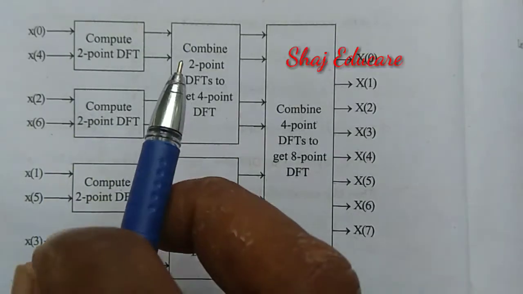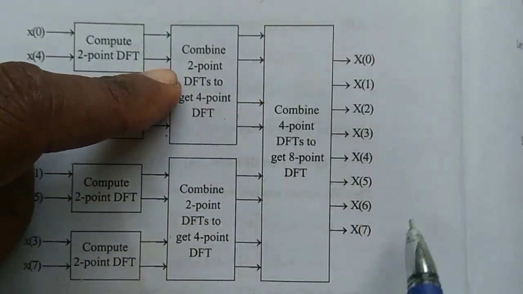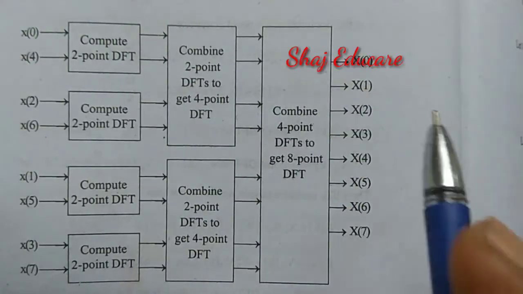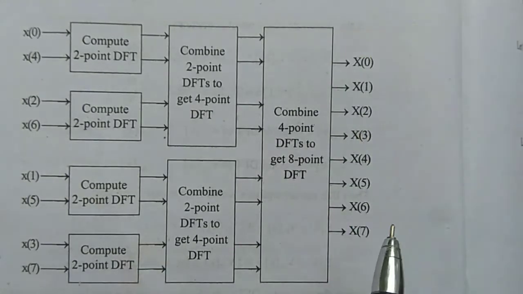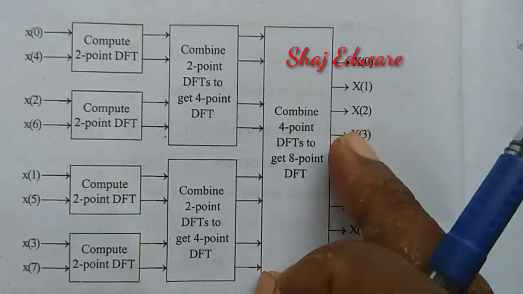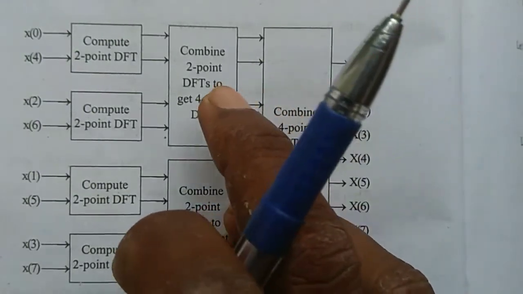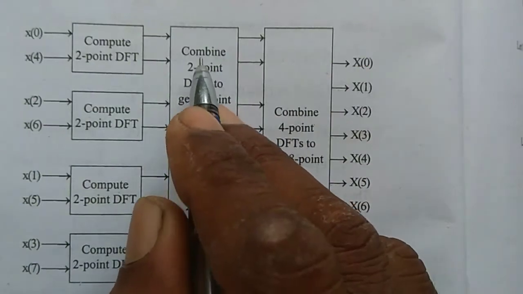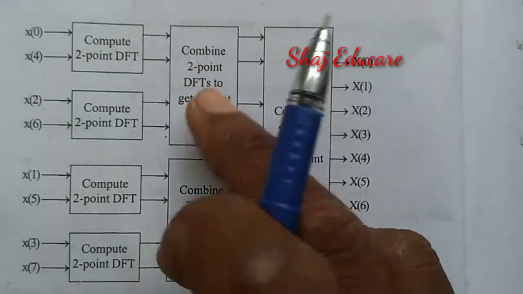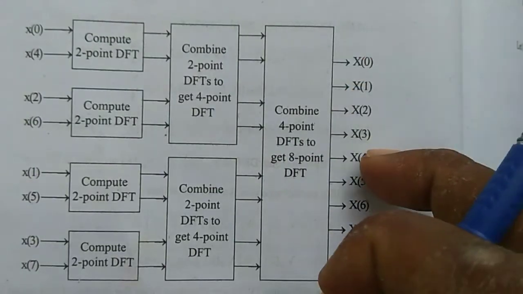Just take a look at this block diagram. Here we are going to find out the 8-point DFT. Then we will get 8 answers: x0, x1, x2, x3, x4 up to x7. That is the 8-point DFT. In the divide and conquer approach, we first divide this 8-point DFT into two 4-point DFTs. Two 4-point DFTs together combine to give a single 8-point DFT.